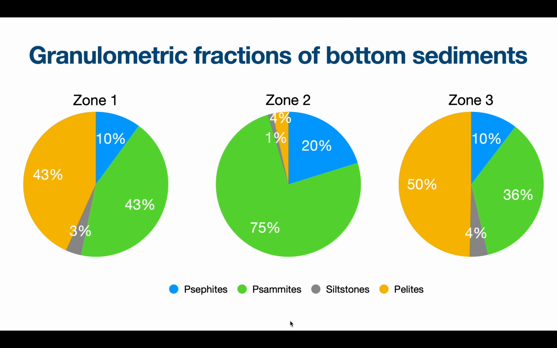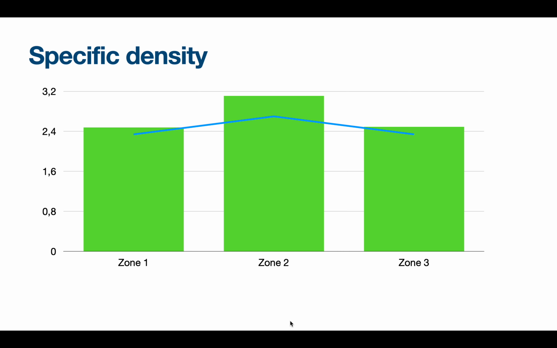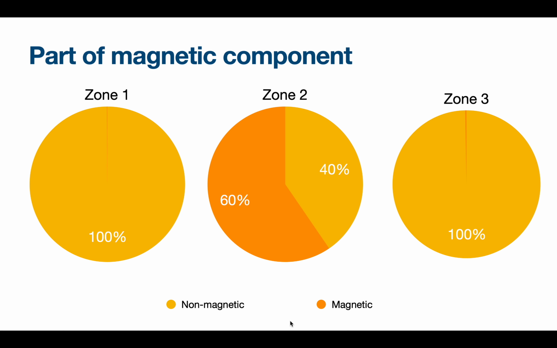3.5%, but the psephites and psammites fractions are increased twice. It means that a great amount of additional coarse particles are added to the bottom sediments in this part of the river system. A similar regularity is approved by results of measuring the specific density of bottom sediments. The indexes of density are increased and have a wide range in zone second. The part of magnetic component in zone first and zone third is less than 1/4%, but in samples from zone second it is almost 60.